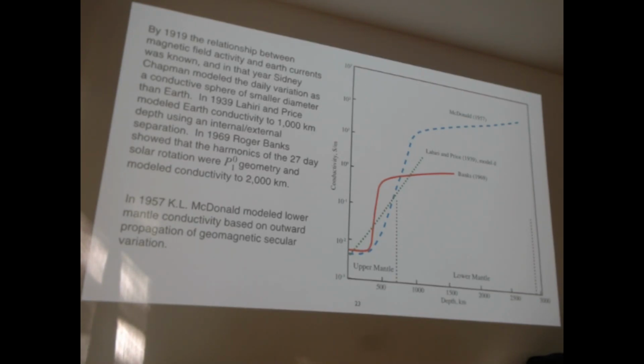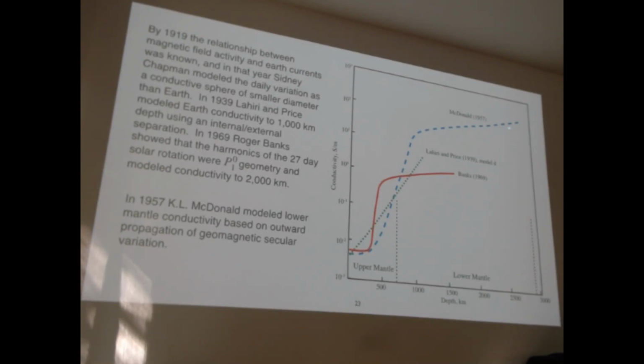Then Roger Banks showed that at around 27 days, the Earth's field looked like a dipole, what we call the P10. 27 days, as you probably know, is the time it takes the sun to rotate. So if you've got a sunspot on the sun waving the magnetic field of the Earth, it's a 27 day signal. Banks used this, by assuming the geometry of the field, to work out what the electrical conductivity looked like down to a depth of about 1,500 kilometers.